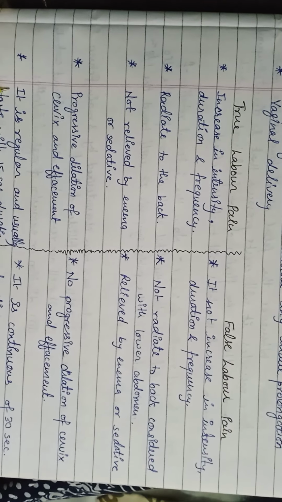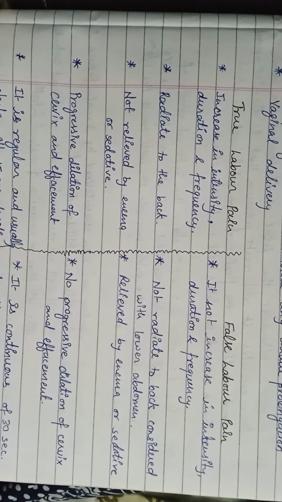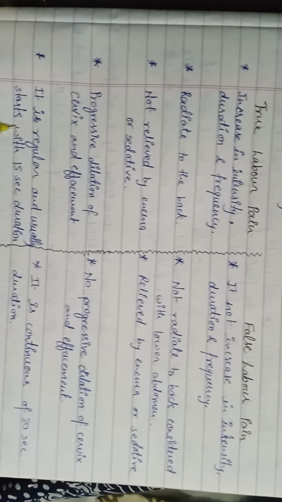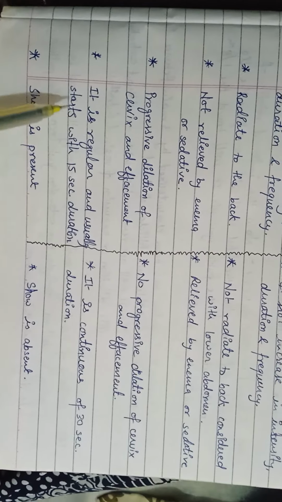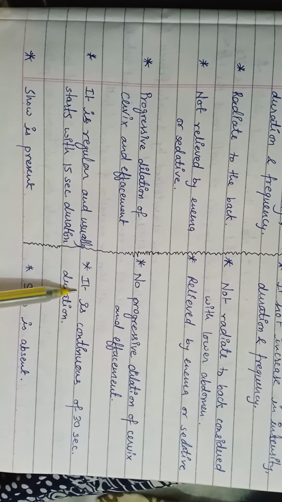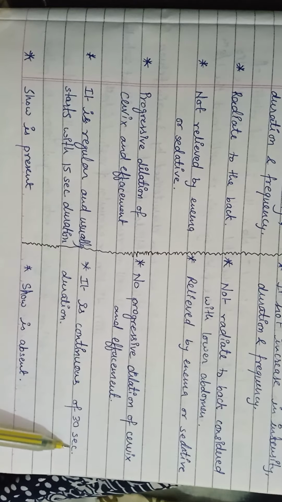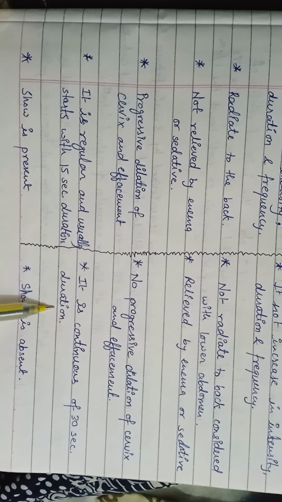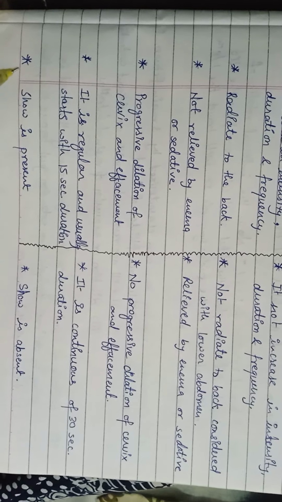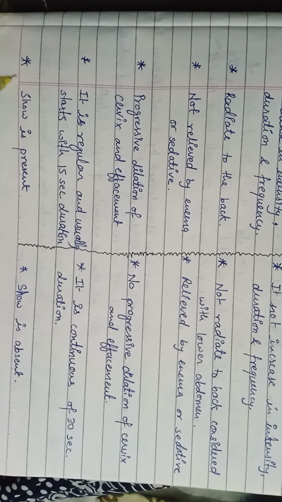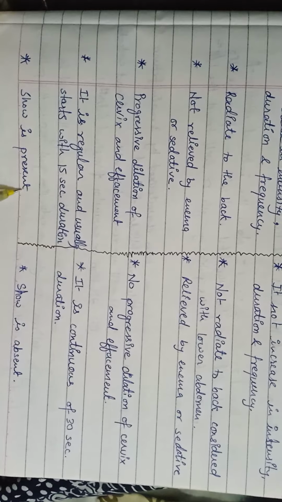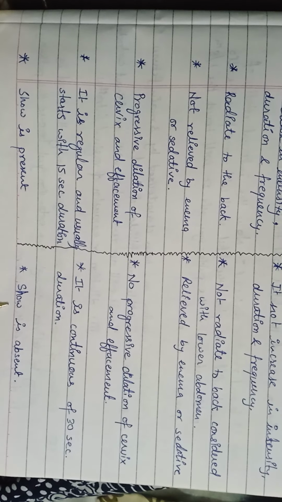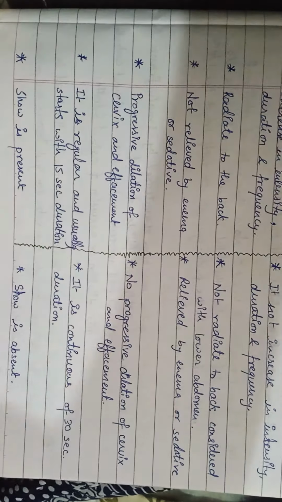True labor pain is regular and usually starts with 15-second duration. False labor pain is continuous with 30-second duration. The last one is that true labor pain is always characterized by the presence of show, and in false labor pain show is always absent.